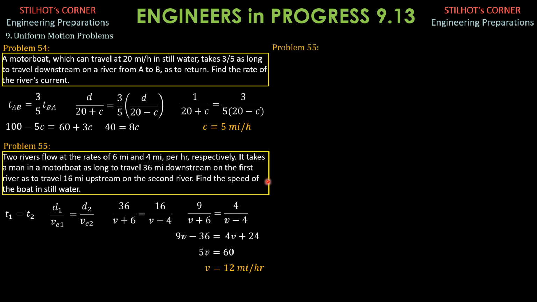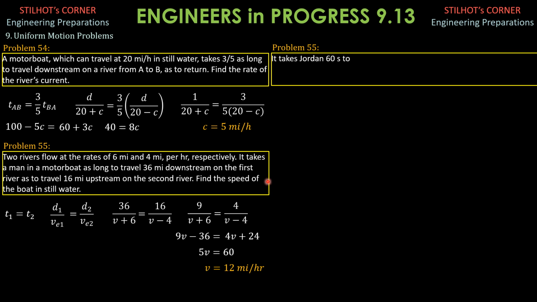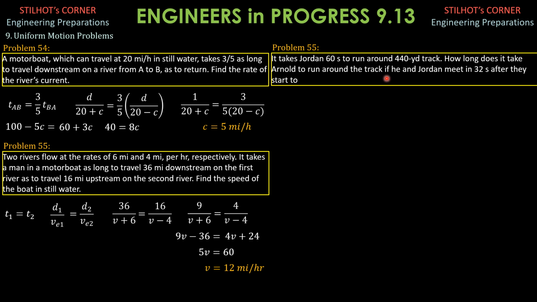Next problem, 55. It takes Jordan 60 seconds to run around a 440 yard track. How long does it take Arnold to run around the track if he and Jordan meet in 32 seconds after they start together in a race around the track in opposite directions? So the path is closed. It may be circular or oval as long as it is closed.